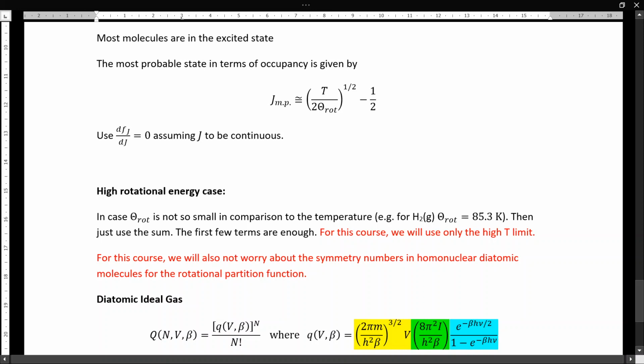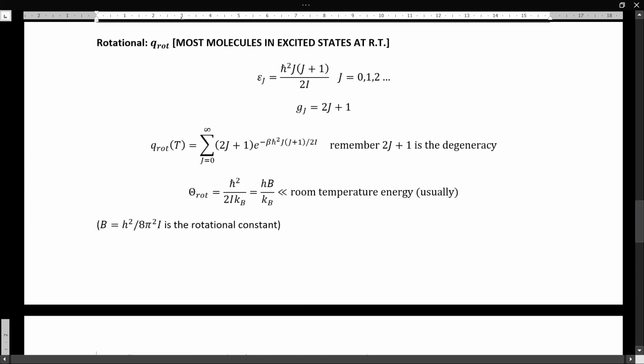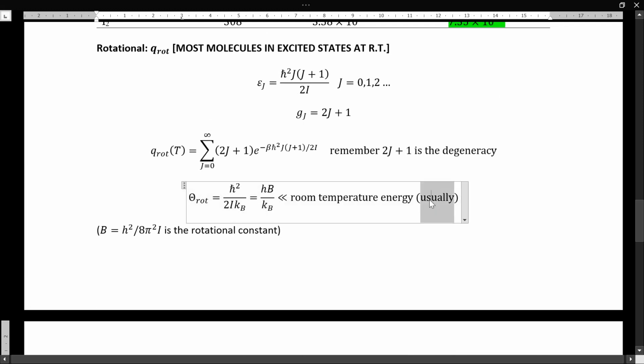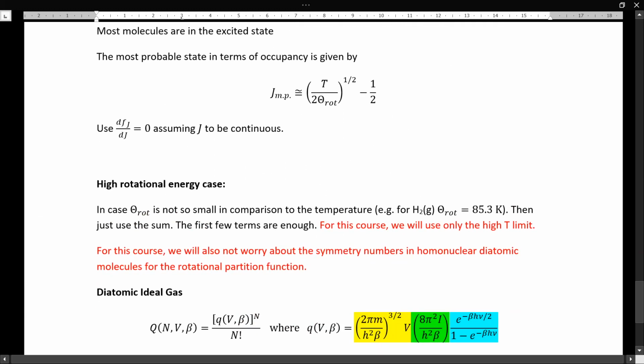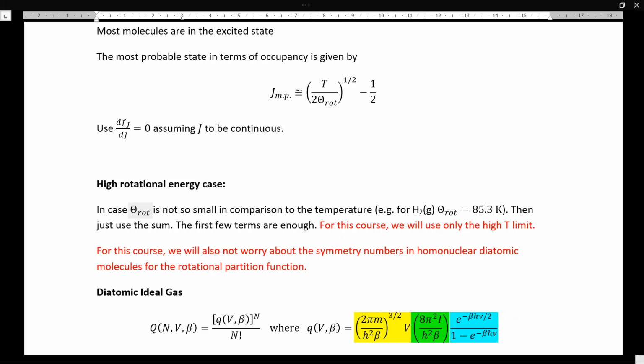Now, what I've written over here is something usually valid in case your θ_rotational is small in comparison to the temperature, of course. Small molecules, for example hydrogen, have a θ_rotational of 85.3 Kelvin. It's small, but not very small.